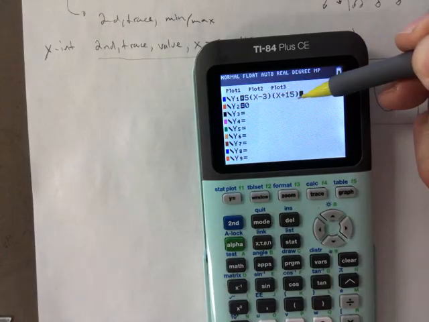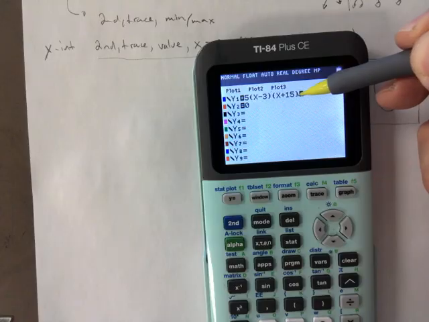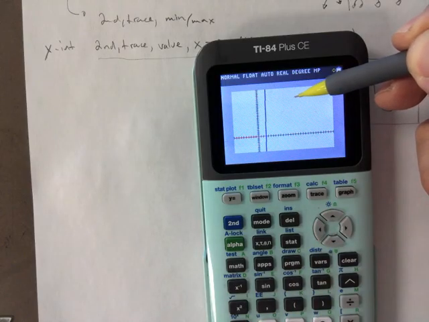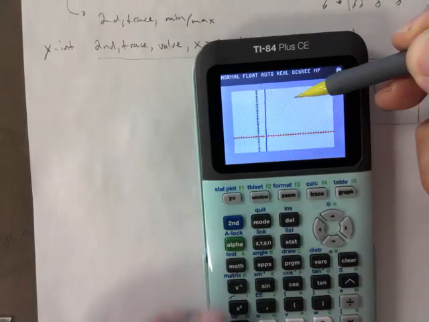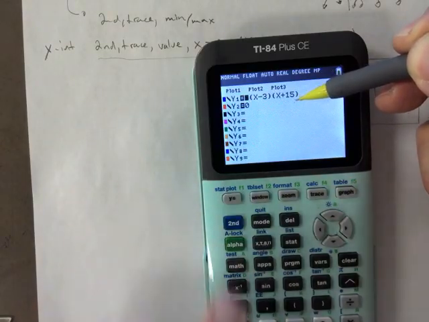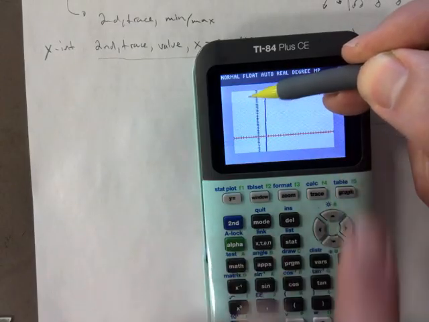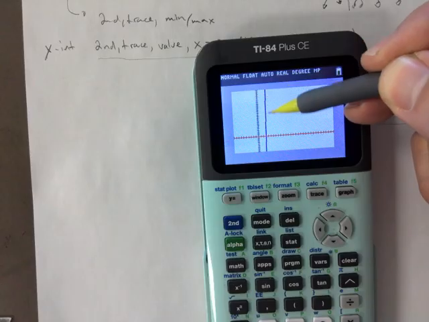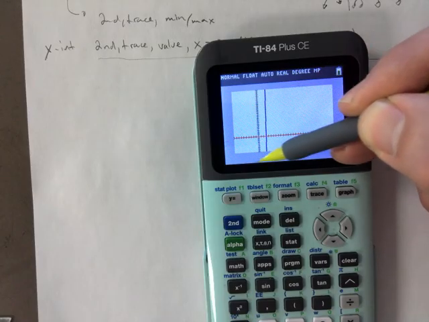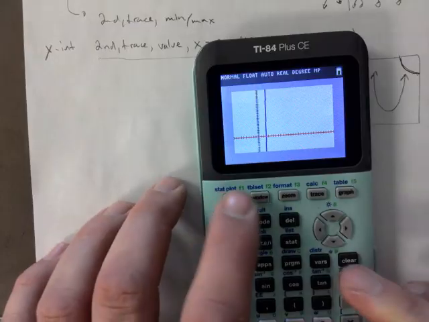So this is definitely not in general form. I just typed it in exactly the way I see it. I'm going to try to graph it. I don't see anything, so I'm going to do some troubleshooting here. I know this is pointing up because this is positive. So when I look at this, I'm expecting something like this.